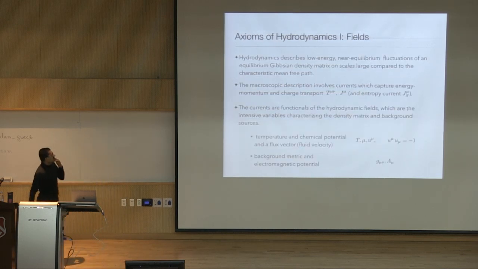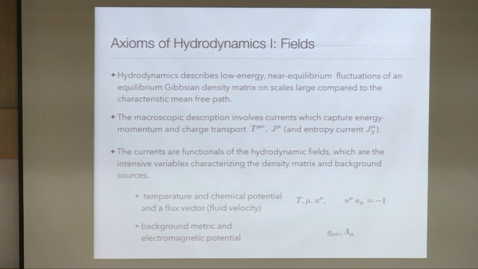Okay, so let's recap. Hydrodynamics is going to be for us the theory of low energy near equilibrium fluctuations, where you start from a system that's initially prepared in a thermal state, in some thermal Gibbs density matrix, except that you're going to allow this Gibbs density matrix to be inhomogeneous in space and time, and there will be departures from equilibrium that are large on scales characterized by some mean free path.